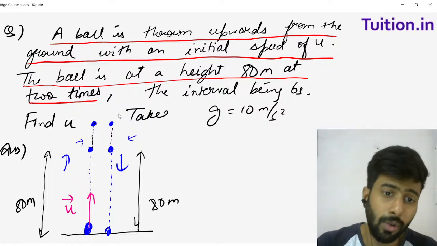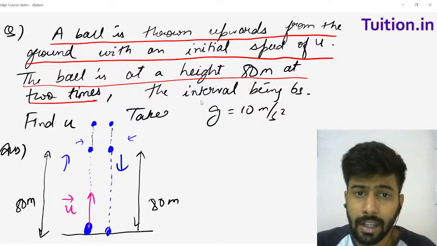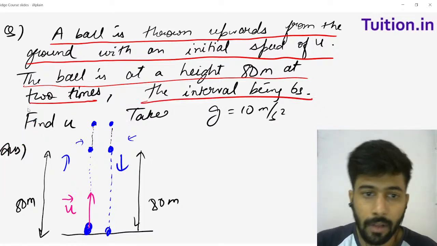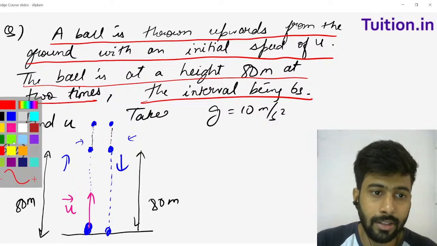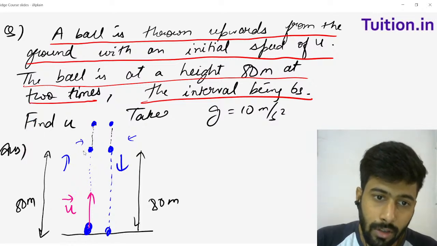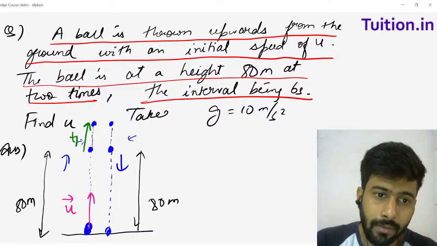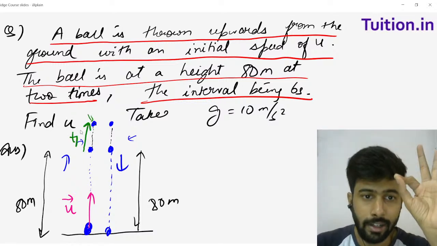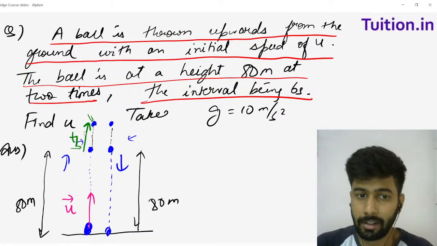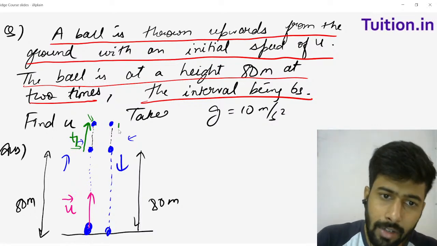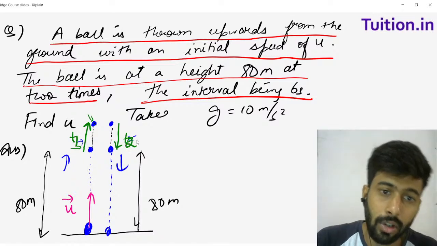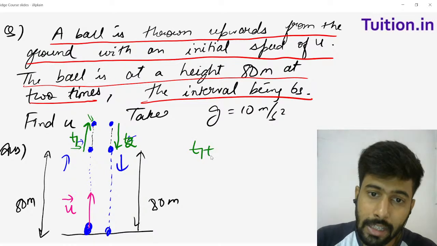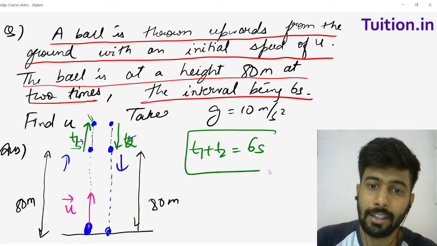Okay, so what they have given is the time interval being 6 seconds, which means, look at this, the ball will take time t1 to go all the way up to its highest point from this 80 meter mark, and it will take a time t2 to come down from the highest point to the 80 meter mark. This t1 plus t2 is given to be 6 seconds in the problem.